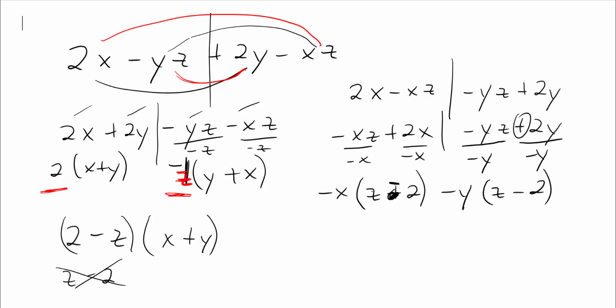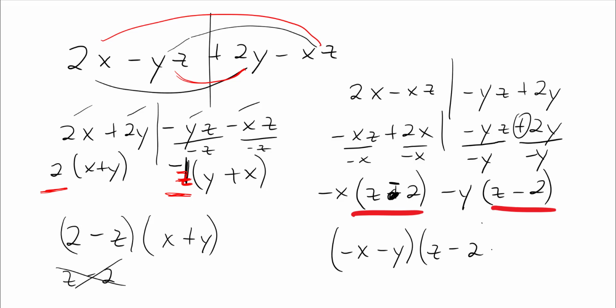What? Here it is, man. We got the same thing. There it is, z minus 2. So our answer is negative x minus y times z minus 2. And that's your grouping.